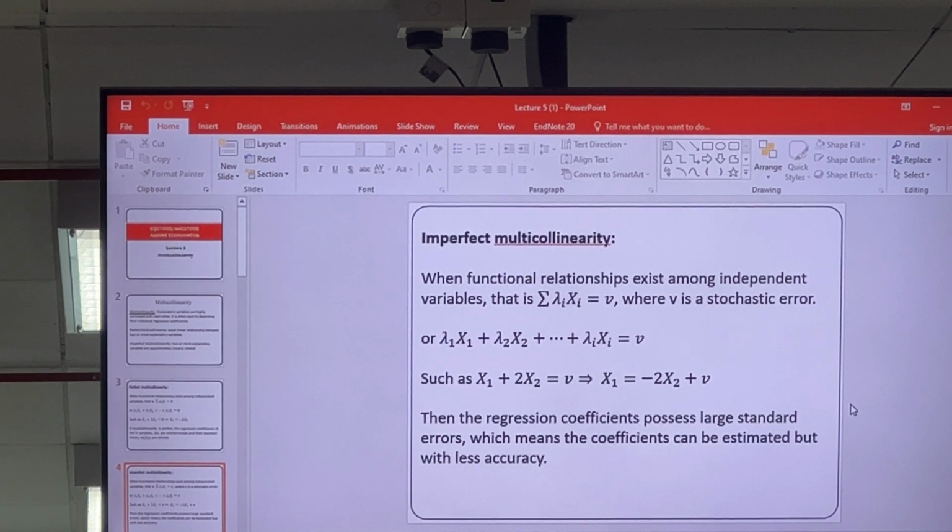So for this situation, if we have imperfect collinearity, the regression coefficient poses loss and error, which means the coefficient can be estimated but with less accuracy. So we can estimate, but the estimate is not accurate, so it's not that reliable. So we produce an unreliable estimate of standard error.